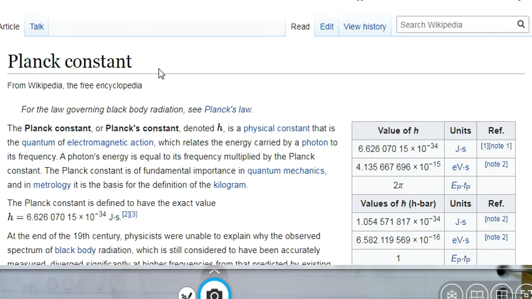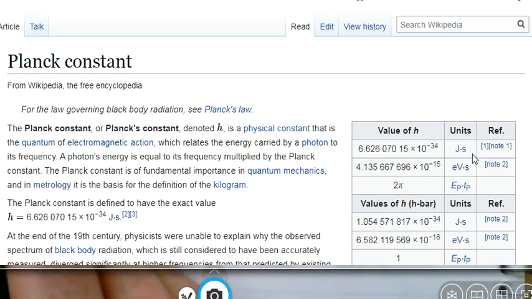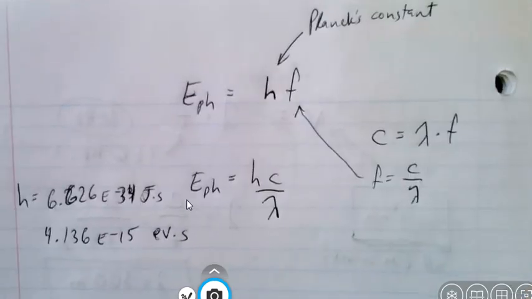So if I go to the Wikipedia site for Planck's constant, you can see here that the value of h is given in something called joule seconds. So I'll write that one down, and I'll go back to that in a second. 6.626 times 10 to the minus 34 joules times seconds, or 4.136 times 10 to the minus 15 eV times seconds. So this is my h here.